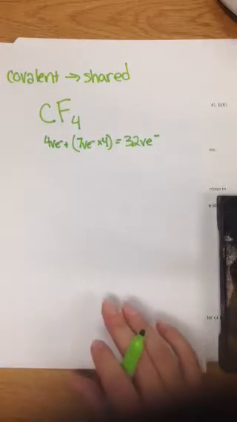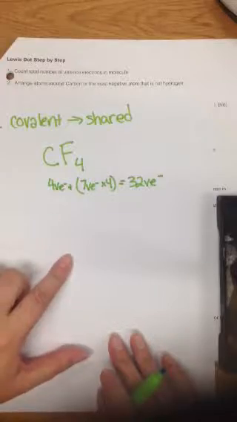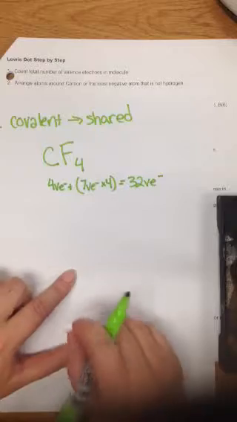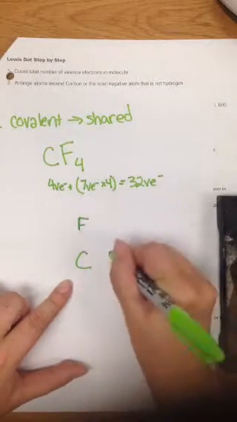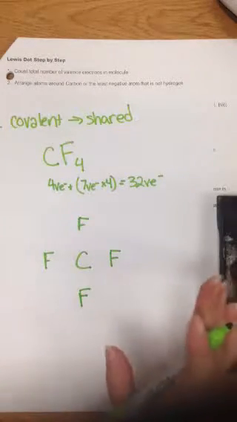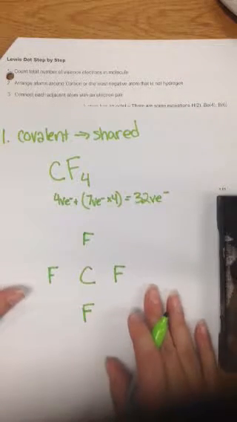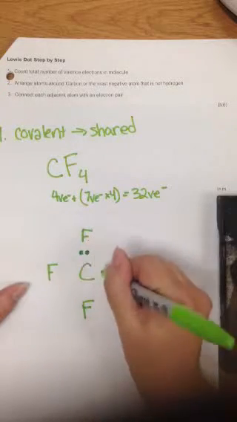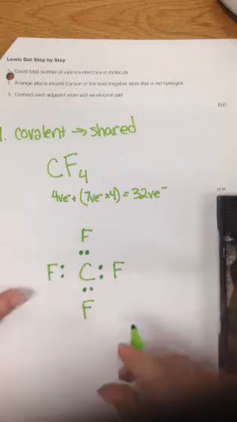All right, so now if we look at the rules, rule number 2 is arrange atoms around carbon or the least electronegative atom that's not hydrogen. So I'm going to put carbon here in the middle, and I'm going to put fluorines around it: 1, 2, 3, 4. Very simple. I've just drawn it. It's awesome. Easy breezy. Now it says connect each adjacent atom with an electron pair. So I'm going to put a pair of electrons here for each atom.